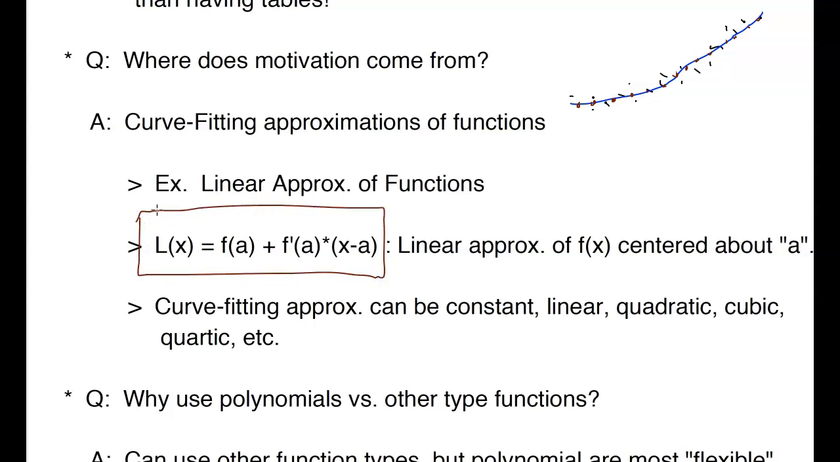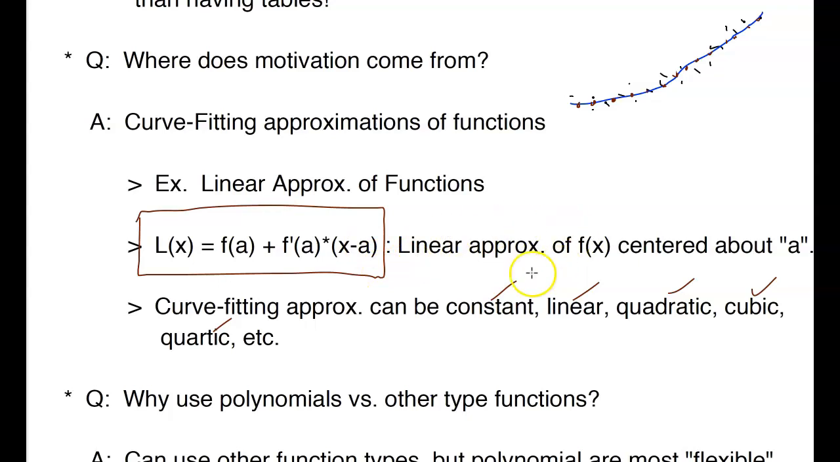Basically what we do is we take a function and its first derivative at some particular x value, and we say that we are linearly approximating our function f of x centered about some value x equals a. And I'm saying x equals a because it is going to be an x value. Now, of course, polynomial approximations can be done as a constant function, a linear function, a quadratic function, cubic function, quartic function, and so on.